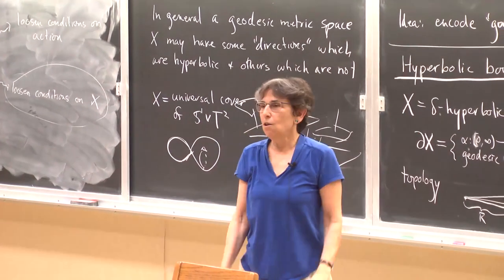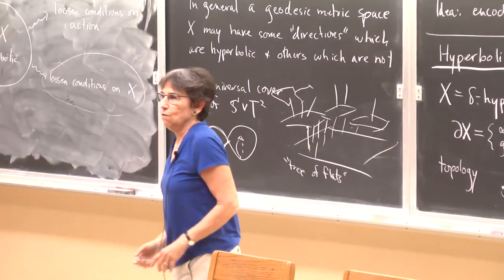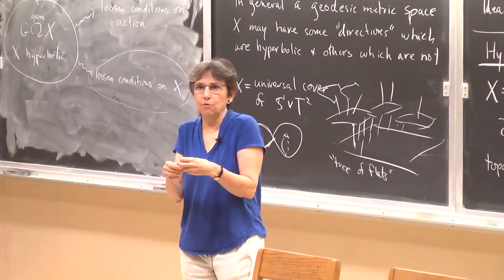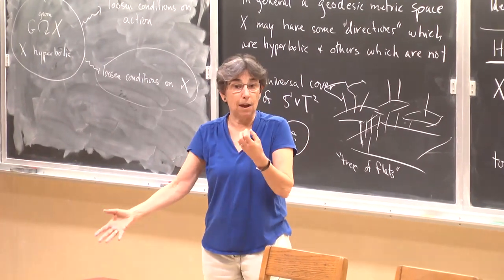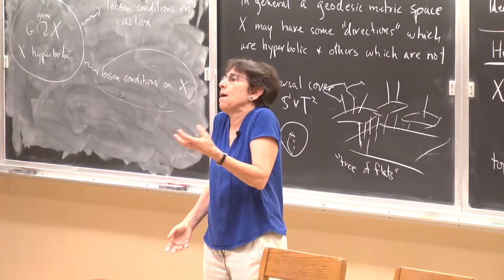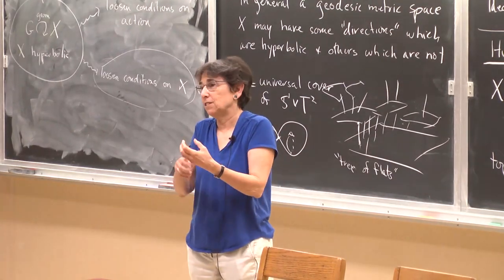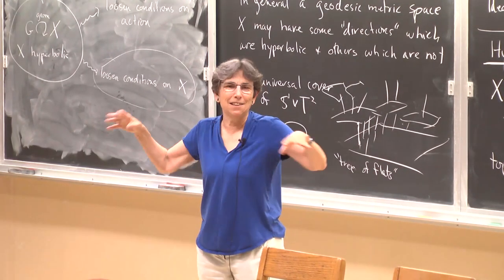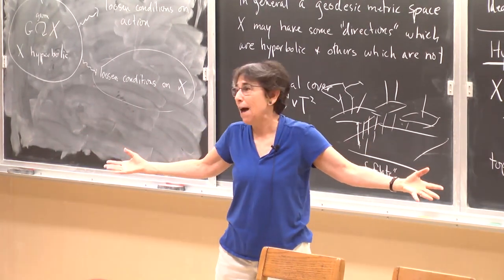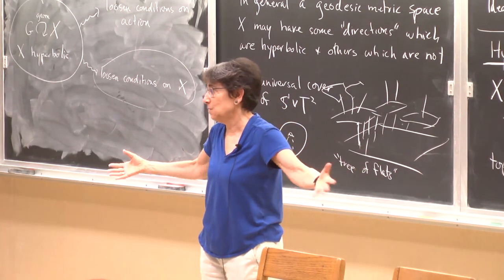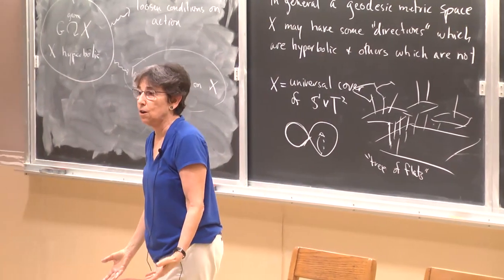So you might ask, okay, what about the boundary? For example, maybe I want to define the boundary of my group to be the boundary of a Cayley graph. All right? So what should the boundary of the group mean? Well, how about the boundary of its Cayley graph? Yeah, but there are different Cayley graphs, and are they all going to have the same boundary? All right? So is this well defined? Is this a good notion?